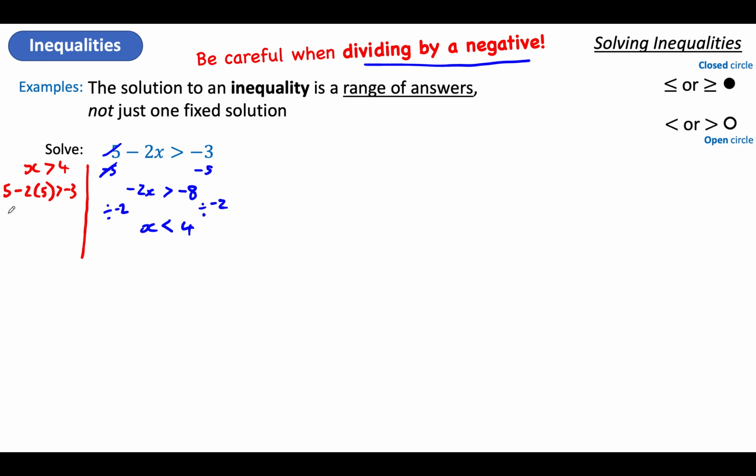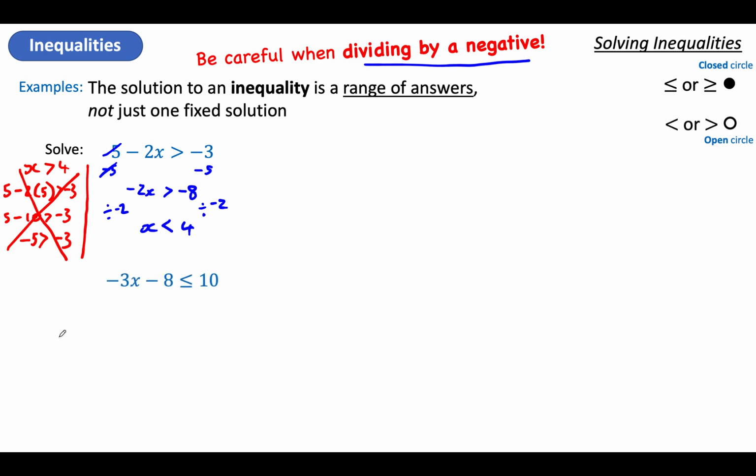Well, 5 take away 2 lots of 5 is 10. Oops. Take away -3. 5 take away 10 is -5. Then we end up with this problematic moment where we're trying to say that -5 is bigger than -3, which is clearly wrong. -5 is lower down our line and is less than -3. So you have to reverse the sign. Essentially, when you're dividing by a negative and you end up changing the signs, you need to reverse your sign to face the other way. Whatever it is, face it the other way.